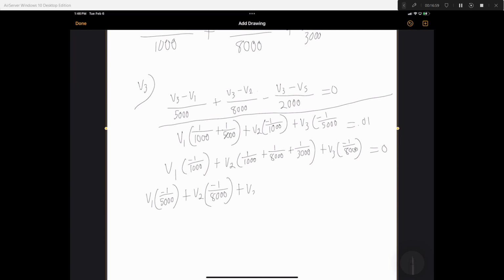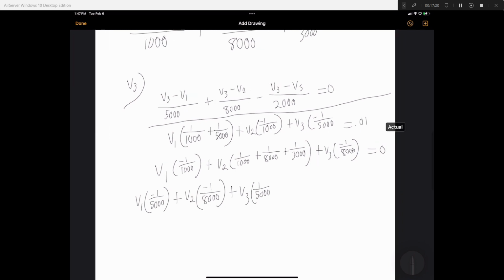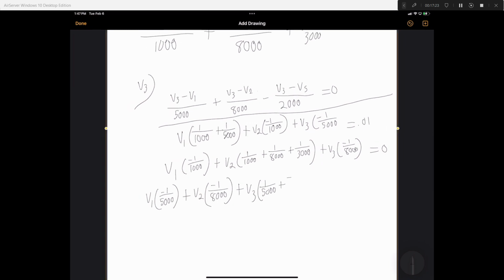One more, we have some V3, so 1 over 5,000. And we're going to have plus a negative 1 over 2,000. And we're going to have that equal to 0.06. This constant here.